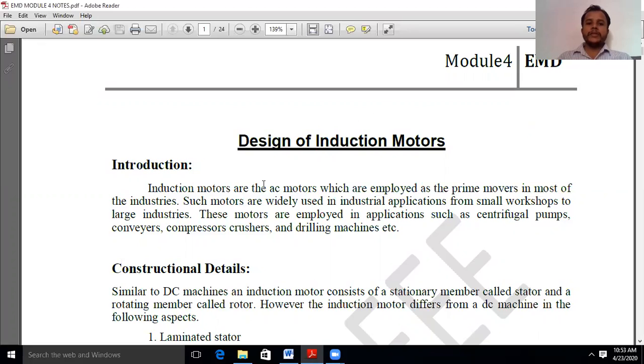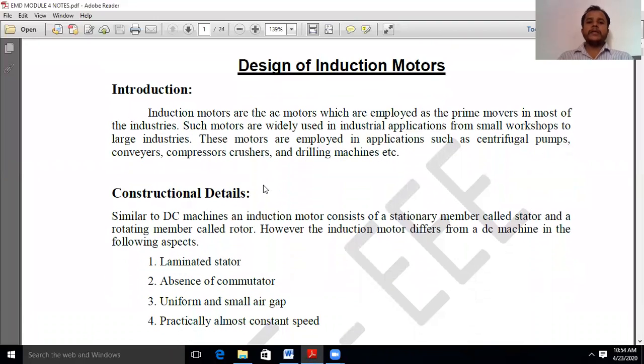Induction motors are AC motors which are employed as the prime movers in most of the industries. Such motors are widely used in industrial applications from small workshops to large industries. Of the motors we are using, 60 to 70 percent are induction motors. Also, these motors are employed in applications such as centrifugal pumps, conveyors, compressors, crushers, and drilling machines, etc.